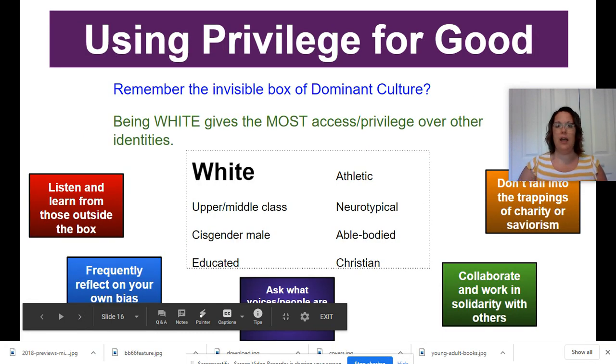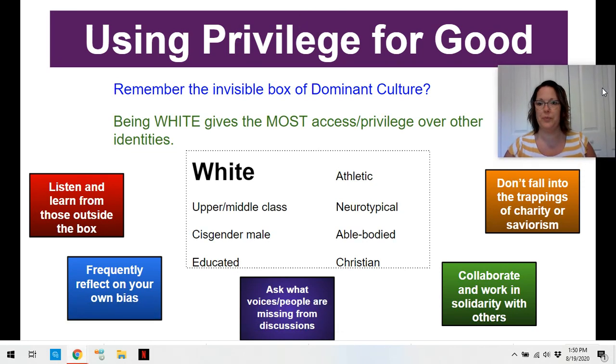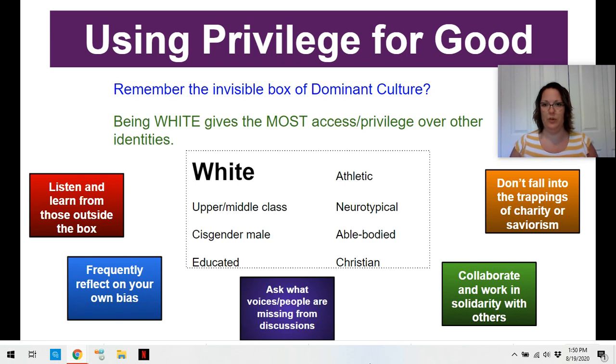Okay, so at the beginning, I said we needed to use our privilege for good. And in order to do that, we need to be able to remember that invisible box of dominant culture. So in the box, we remember that being white gives us the most access and privilege over other identities. But one thing that I wanted to make sure to point out, just like racism isn't a binary of good and evil, we can be racist and anti-racist at the same time. And especially if we are examining things when we notice that they're racist, that is anti-racist. So it ebbs and flows together.